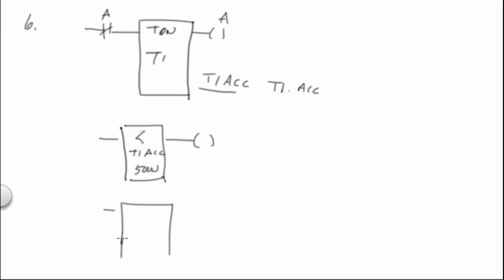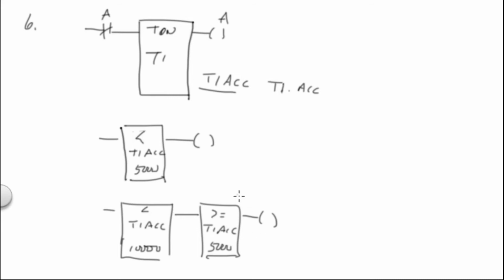So you're looking at T1 ACC less than 10,000, but greater than or equal to 5,000. That's my second light, etc., etc., etc. So I move every 5 seconds, I go to the next light. And I just keep doing these comparison statements instead of having a bunch of timers.